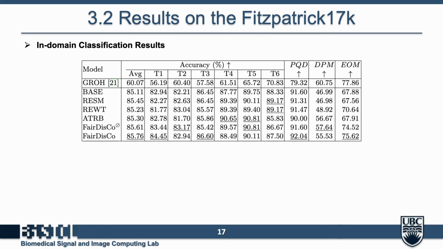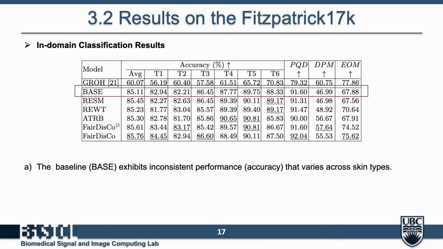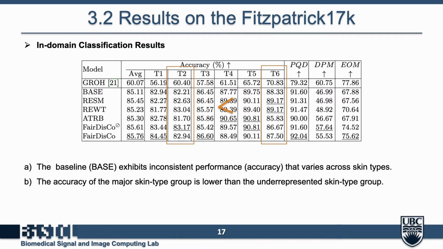From the in-domain classification results, we make several observations. First, our baseline exhibits inconsistent accuracy that varies across skin types, showing the existence of skin type unfairness. Second, we observe the phenomenon mentioned in other papers where the accuracy of the major skin type group, like type 2, is lower than the underrepresented skin type group, like type 6. The ambiguous systematic pattern in accuracy across skin types could be seen in all the models in the table.